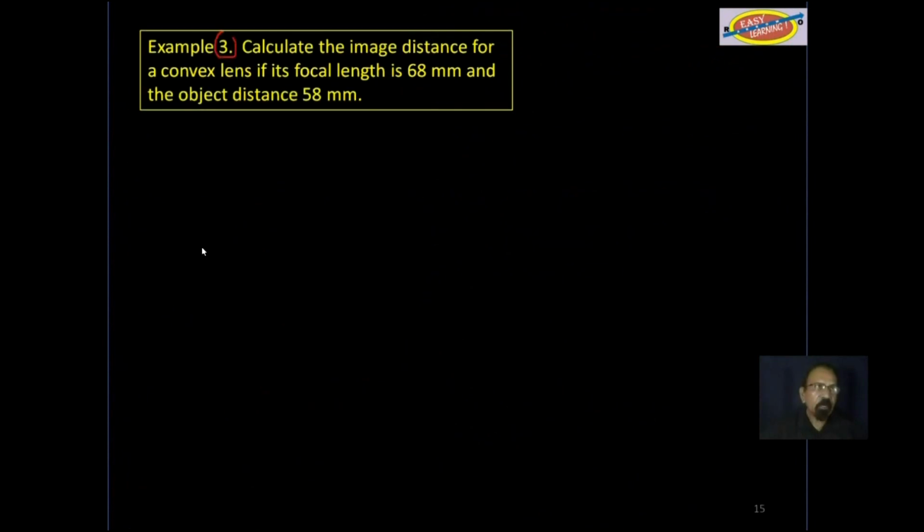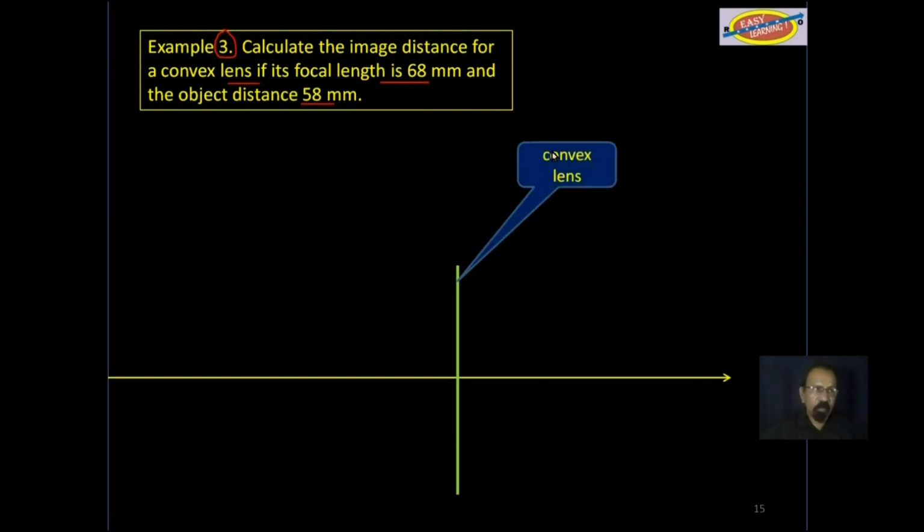Example 3. Calculate the image distance for a convex lens if its focal length is 68 millimeters and its object distance is 58 millimeters. All right, so that represents our convex lens. This is our principal axis. Here is F1, that is F2.